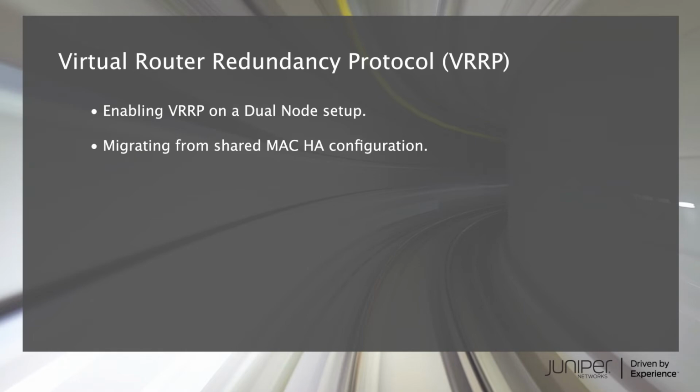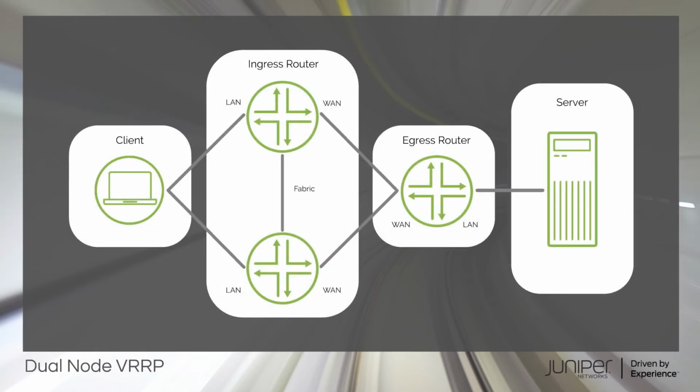Now, we're going to explore how to transition your Session Smart dual node deployment to a VRRP setup. To do this, I'm also assuming we'll need to go through the steps to migrate the configuration from the complex, highly available shared MAC setup your Session Smart routers currently use to VRRP. You've already seen my dual node topology, but this time I'll be sending out some simple traffic so you can see the failover in action. Let's take a look.